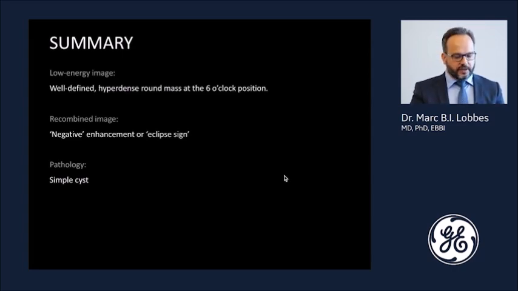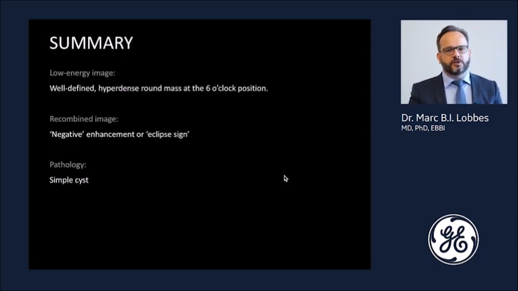So you had a well-defined hyperdense mass at the 6 o'clock position, and on the recombined images you saw that it was not enhancing at all. In fact, there was a slight black void occurring over there, which is very common because a simple cyst is just a small ball or a small mass filled with water, doesn't contain any blood vessels, so also no contrast will be present in that area.